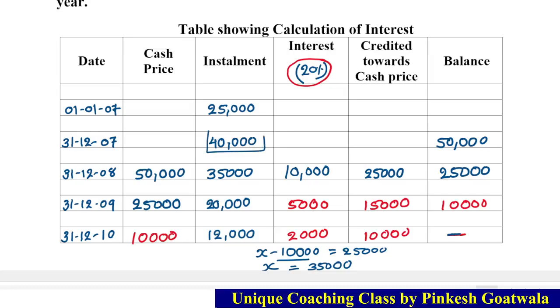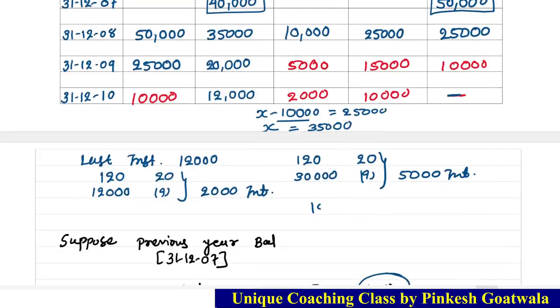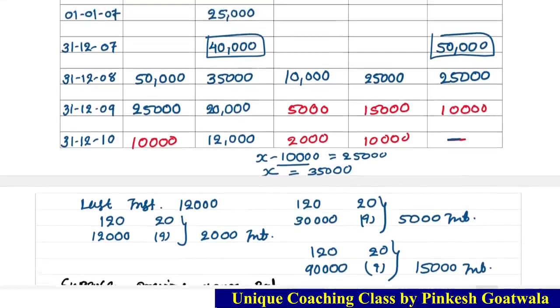Now the installment 40 and the balance 50. Okay, બંને total કેટલો આવશે 90 and rate of interest 20%. So we put this step 120 20. What will be in case of 90? So 90 into 20 divided by 120, 50,000 comes. It is the amount of interest.